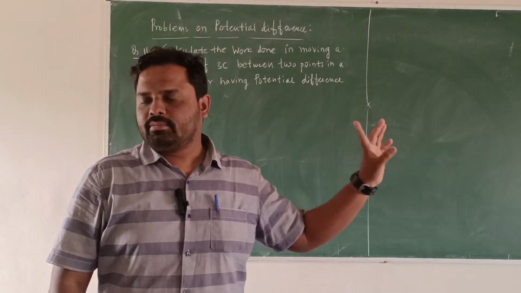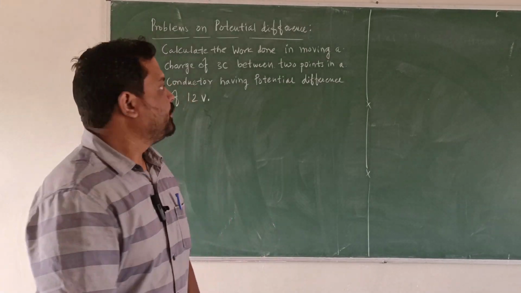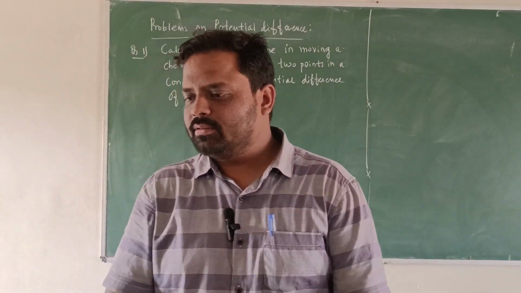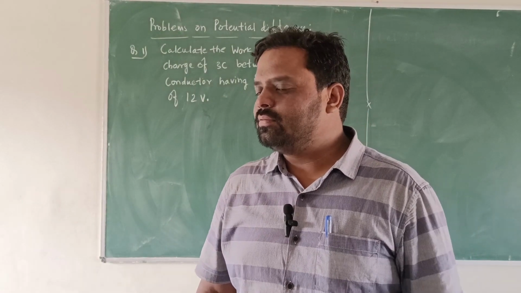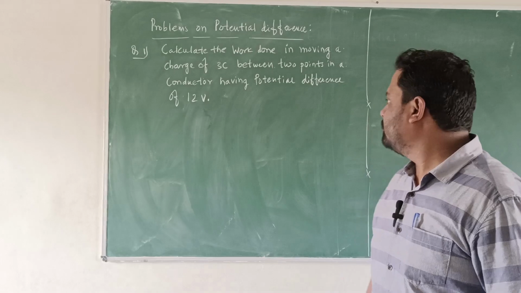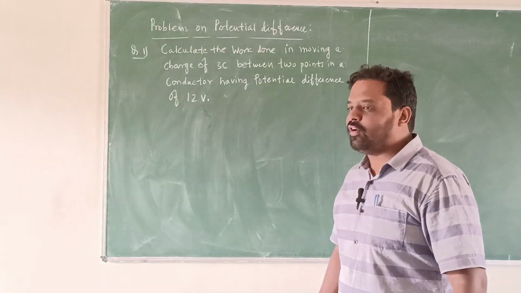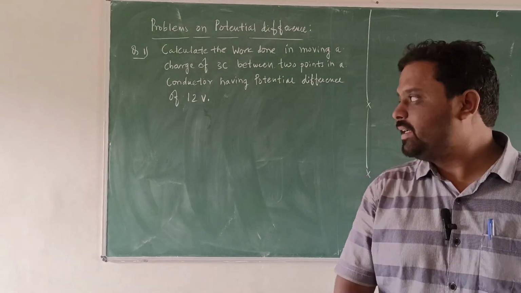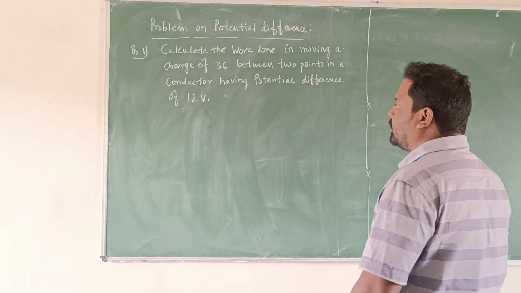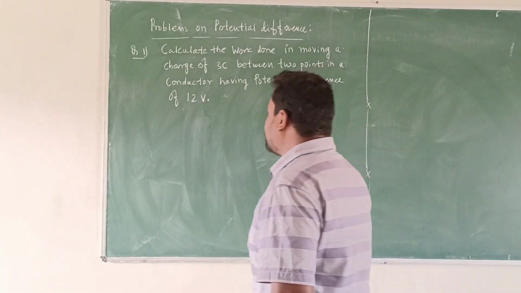So we are trying to solve one problem on potential difference, right? Okay. Just read the question for me, somebody. Karthik. Calculate the work done in moving a charge of 3 coulombs between 2 points in a conductor having a potential difference of 12 volts. Okay. Calculate the work done in moving a charge of how much? 3 coulombs, right? Between 2 points in a conductor having potential difference of how much? 12 volts, right? So what is given to us?